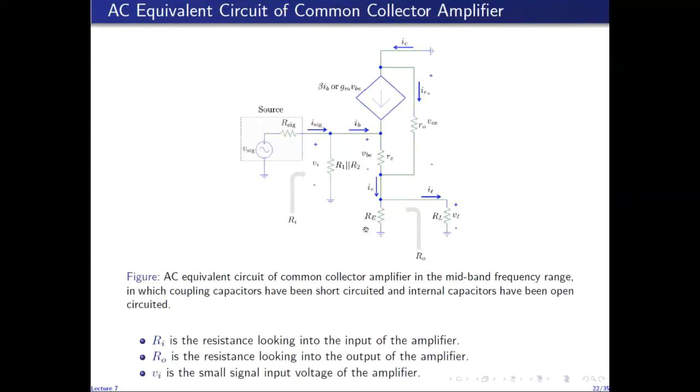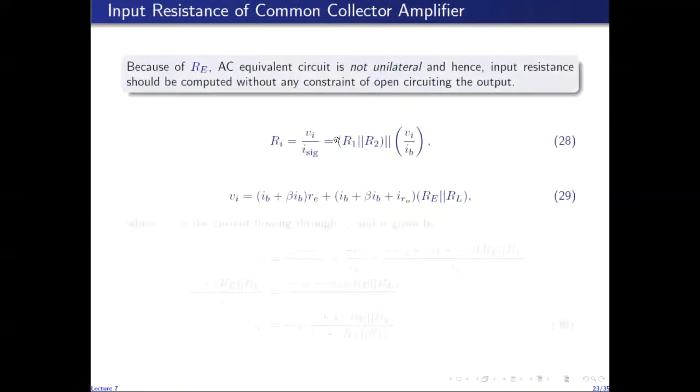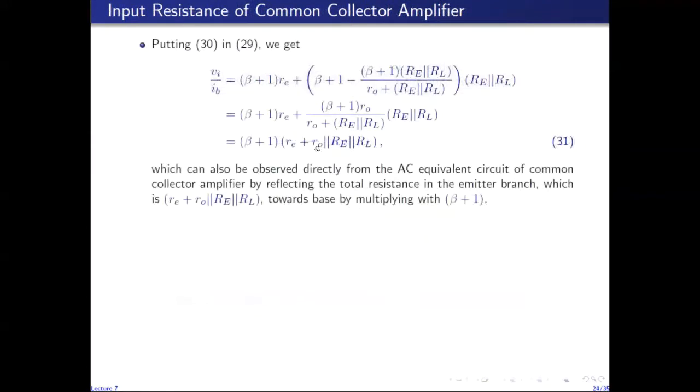So this resistance capital RE in parallel with small r0 in parallel with capital RL is in series with small re. So the resistance of the emitter branch is small re plus the parallel combination of these three resistors. When it is shifted to the base side, it is multiplied by beta plus 1. So one can directly find this expression. This is the resistance in the emitter branch, multiplied by beta plus 1 is the resistance seen looking into the base, on the base side.